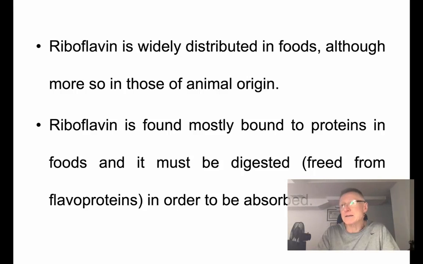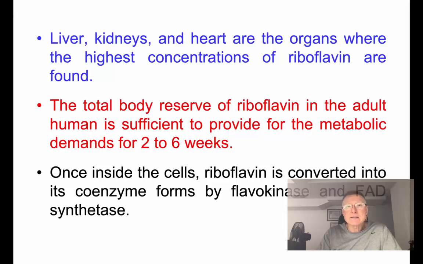So if you eat a piece of meat that contains riboflavin in its phosphorylated forms, either FMN or FAD, it has to be separated from the nucleotide, from the proteins, and then it can be absorbed. Liver, kidneys, and heart are the organs where the highest concentrations of riboflavin are found. The total body reserve of riboflavin in the adult human is sufficient to provide for the metabolic demands for 2 to 6 weeks. In other words, you have all these molecules trapped inside of the cells.